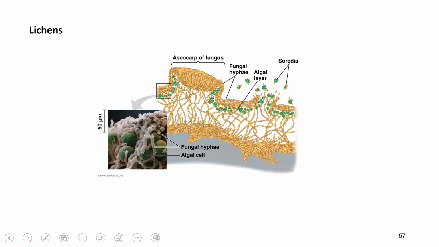and fungi together. Okay, that gets you through Unit 3, and Unit 4, we have plants and animals, and that'll be the end of our review videos.